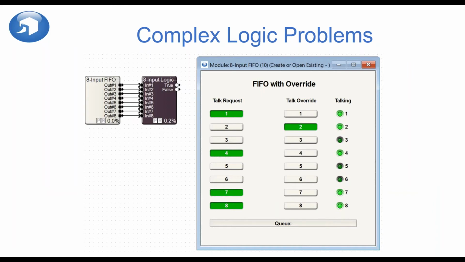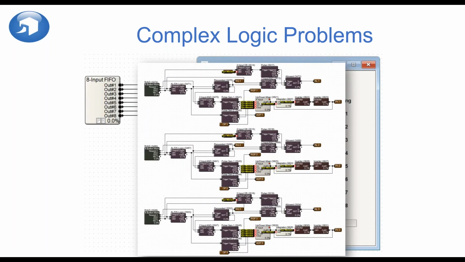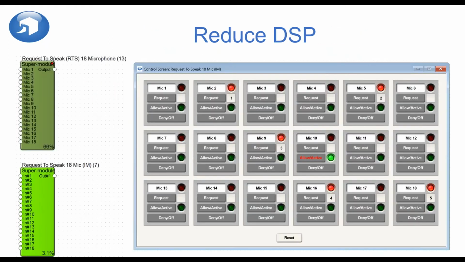This here is an example of a talk request module, which allows 8 users to request to speak, and it automatically lets the first 4 through and adds the second 4 to a queue and has some override functionality. And this is something that you could have created in the past with a super module and logic modules, but it would have looked something like this. It would have been confusing, it would have been complicated, it would have been hard to update. And now you can do it with scripting and an intelligent module. And here's another example of that.